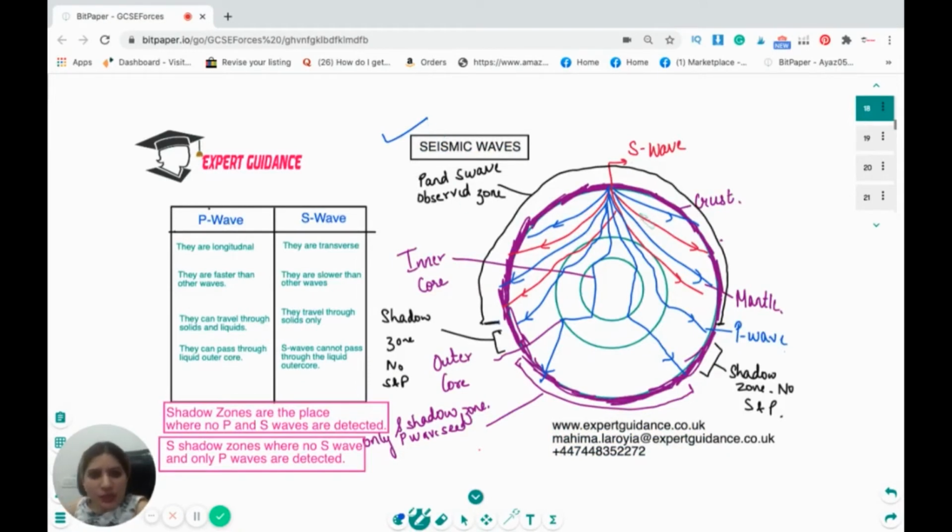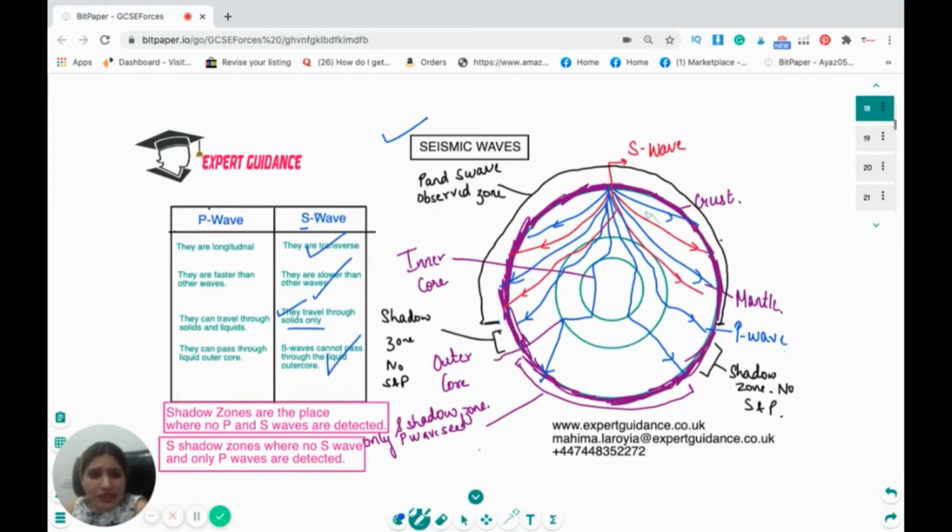Now, you can see the red ones are the S waves, and you can easily see that they are traveling only through a solid. They are not going inside the core. S stands for solid, so they travel through solids only. They cannot pass into the liquid outer core, and S waves are transverse, and they're slower than the other waves.